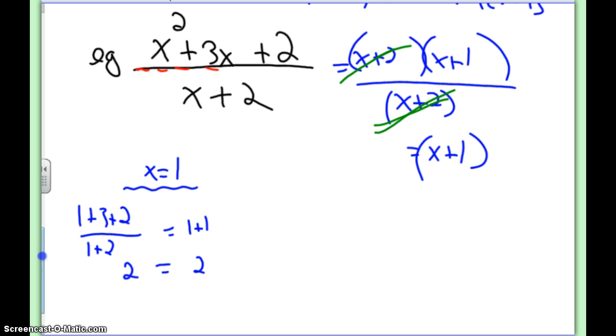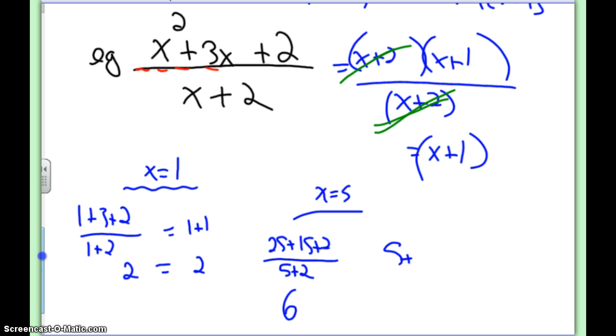Well, what if maybe it doesn't? Maybe it only works for that. What if I tried x equals 5? Would it work for that? It better work for all numbers. If x is 5, I get 25 plus 15 plus 2 divided by 5 plus 2, which is 7. And now I have 42 divided by 7, which is 6. And 5 plus 1 is 6. 6 equals 6. All is good in the world because this is true.